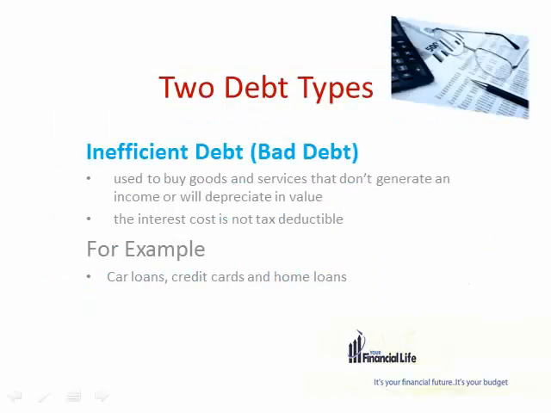So there are two types of debt: inefficient or bad debt, and efficient debt, which we would call good debt. Inefficient debt is used to buy goods, services, and assets that won't generate an income. They depreciate in value, or once you buy them, they have no value at all. And because no income is generated, the interest on the debt is not tax deductible, and it needs to be repaid using your own financial resources. So it's a good idea to reduce this kind of debt as soon as possible.